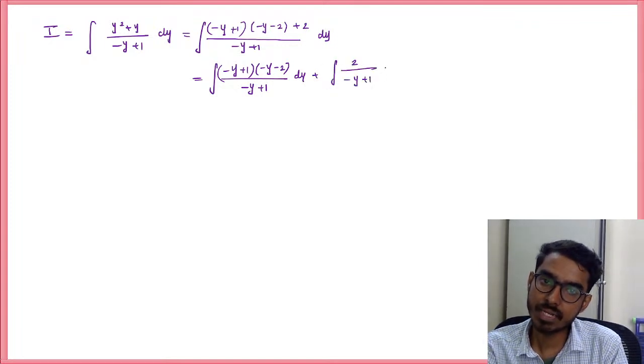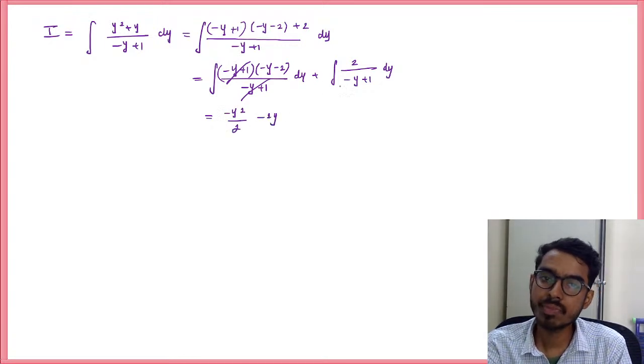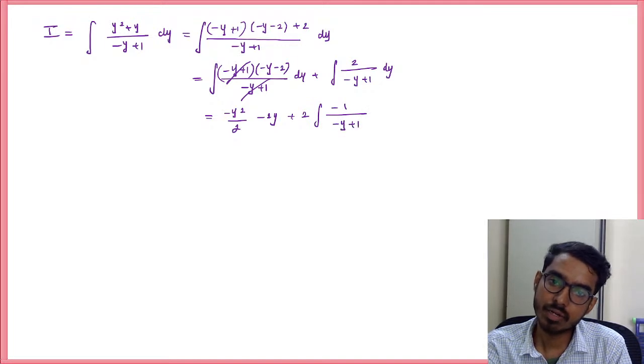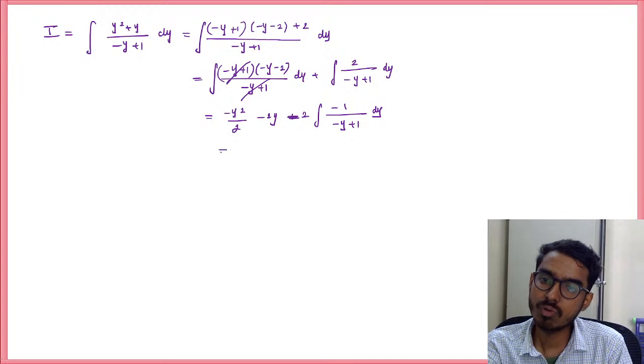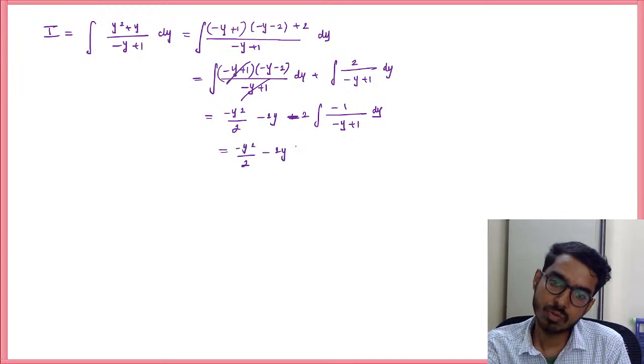and integration of 2 divided by minus y plus 1 dy. So integration of minus y will be minus y square by 2. Integration of minus 2 dy is minus 2y. And here you can see f of y, f dash of y. Derivative is minus 1, but we don't have minus here. So let us take this 2 outside and write this as minus 1 divided by minus y plus 1, calling this minus 2. So now we can see f of y, f dash of y. So this will be minus y square by 2 minus 2y.